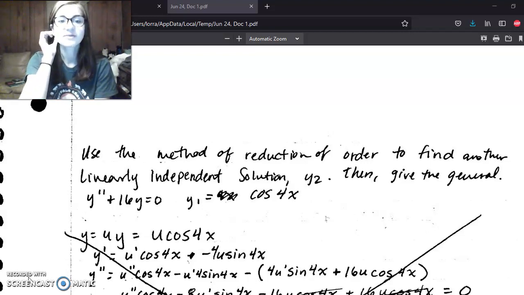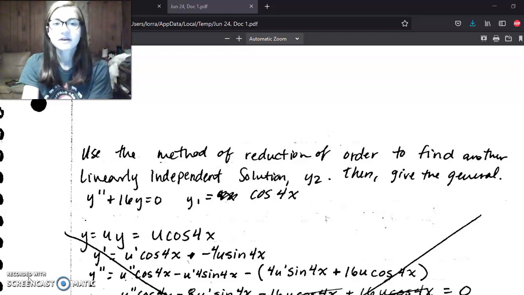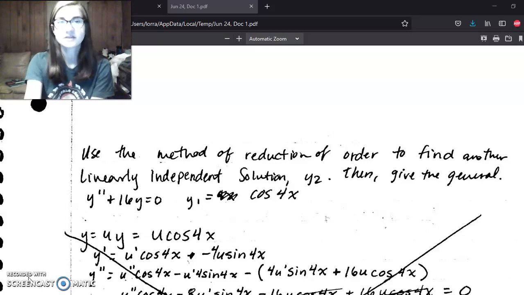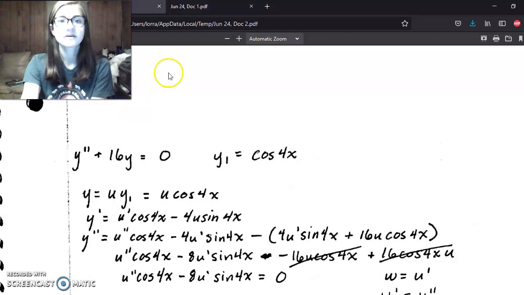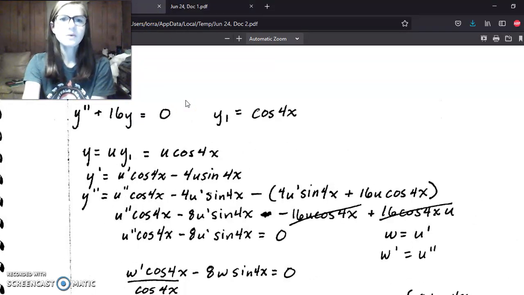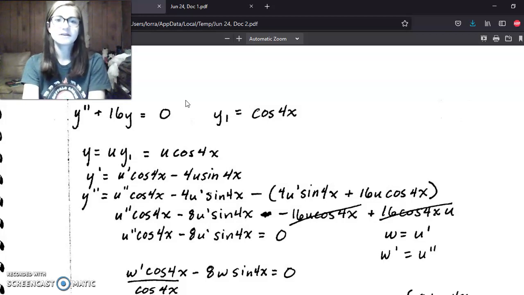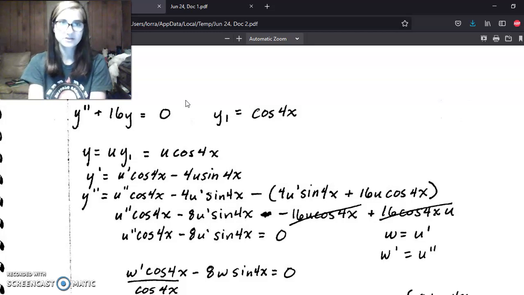So the first problem in this quiz is to use the method of reduction of order to find another linearly independent solution y2, then give the general solution. So the first problem was this one: y double prime plus 16y equals 0, where y1 is equal to cosine of 4x. So in order to solve this one, you use the method of reduction.